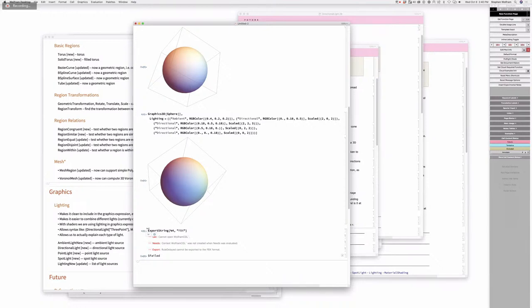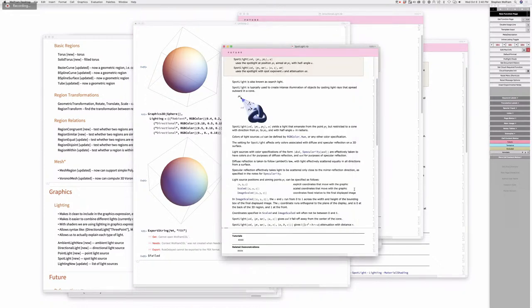Okay. Is there anything else we should look at with these lighting specifications? This all looks like a nice thing. I mean, some of this looks... That's it for now. Okay.